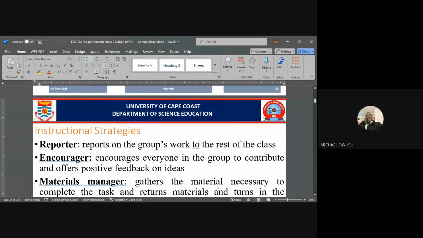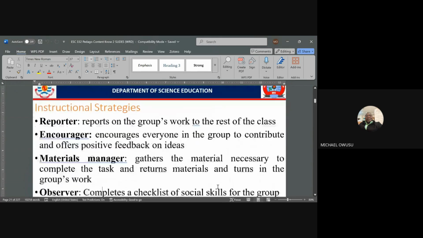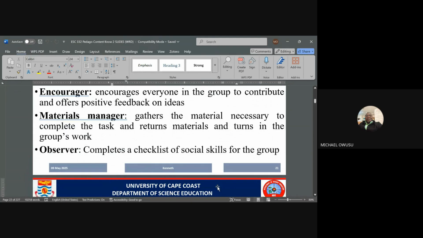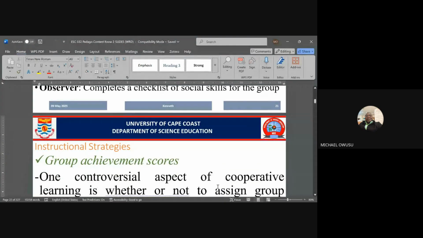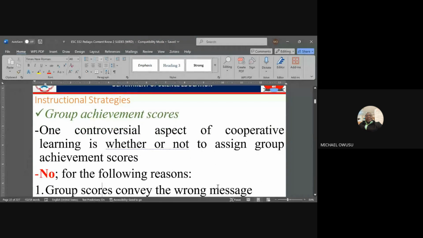In a given group, you may have somebody who is always encouraging others to take part. That's another role. Then we have another one who can take good care of materials being used for the activities, so you can get material managers. Then you can have somebody who is an observer. After everything, the person goes through all the checklists to ensure that everything is there.